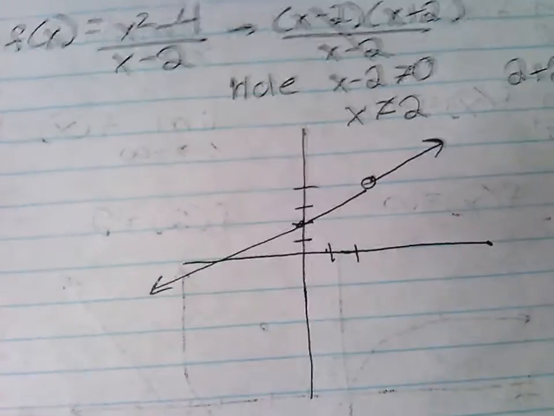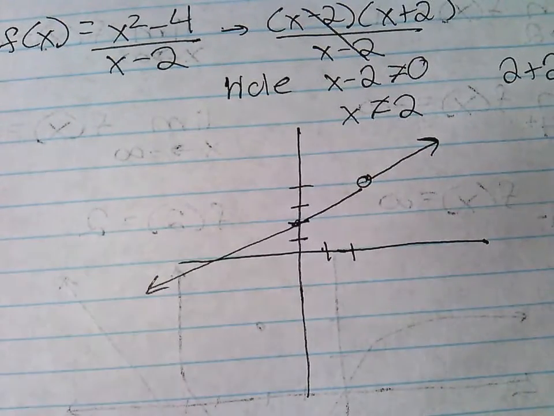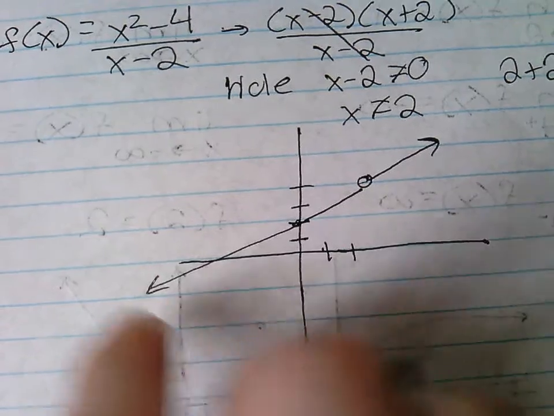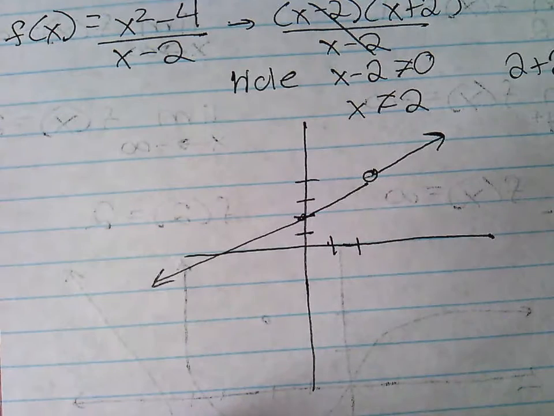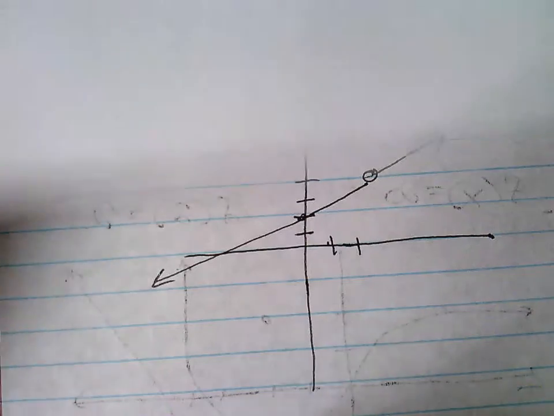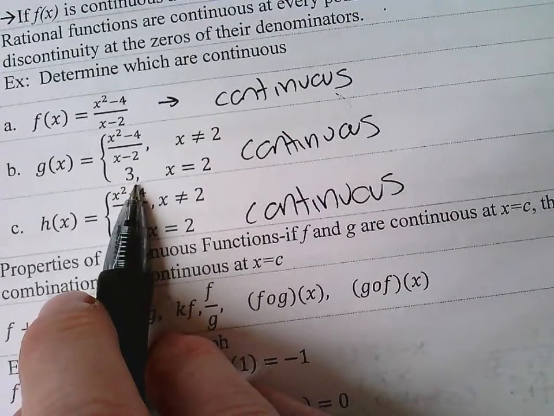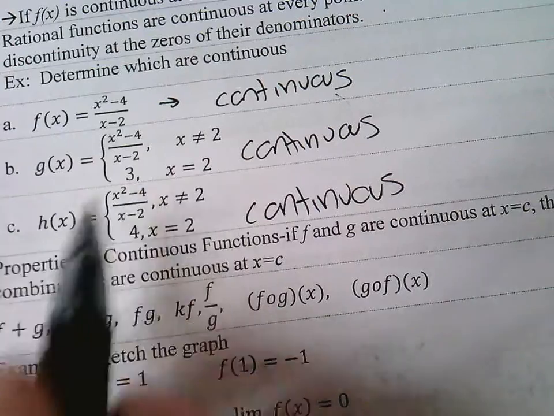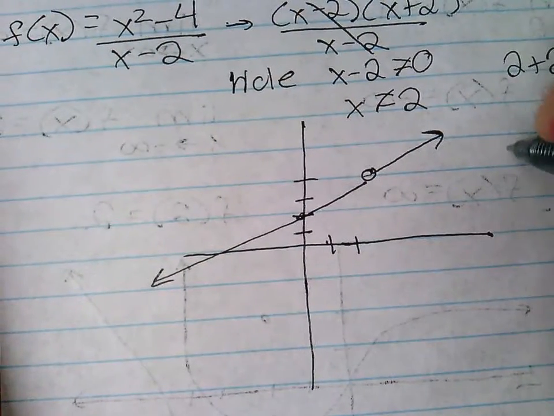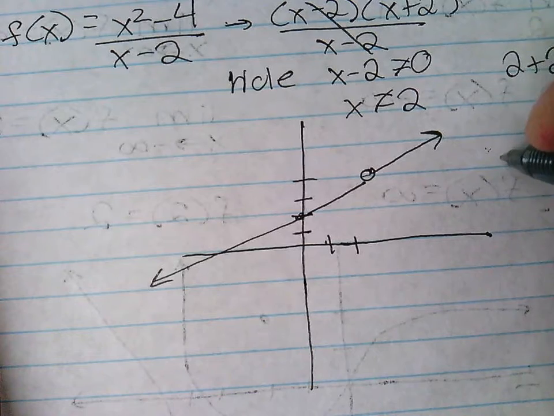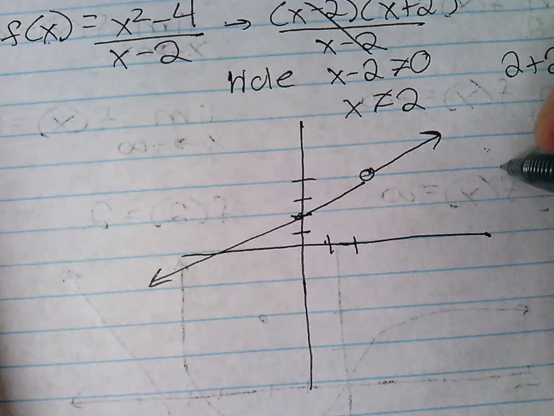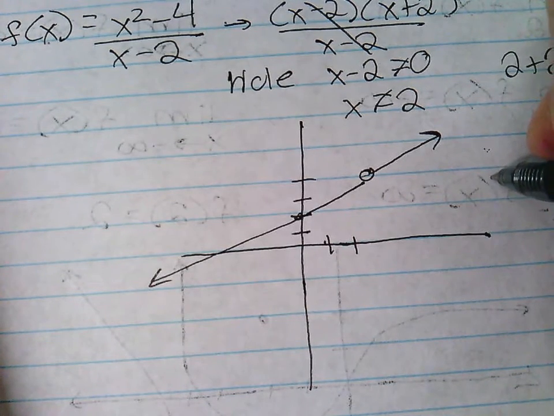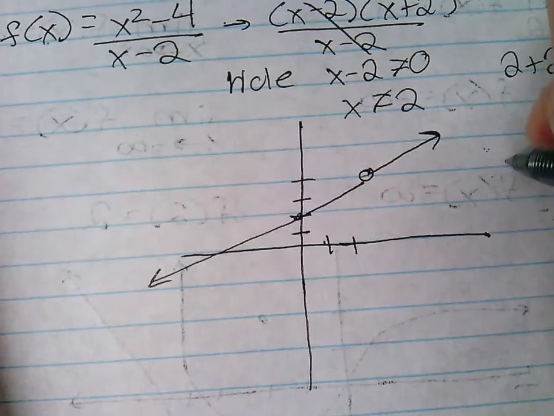Okay, so there's that graph. So it's continuous at every point except at positive 2. The next one is going to be the same graph except x can't equal 2, and x equals 2 is 3. So let's see if that's going to make that continuous. Here's going to be g of x. So we have x squared minus 4 over x minus 2 where x can't equal 2, and x equals 2 and y equals 3.